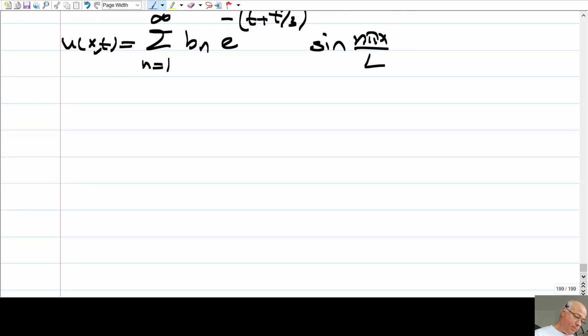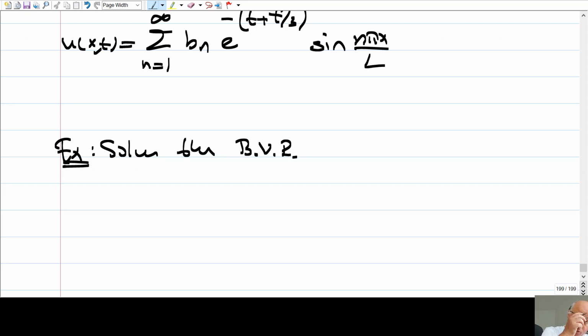Peki, bir de şöyle bir örneğe bakalım. Another example. Solve the boundary value problem. Şöyle bir problem olsun. Alpha squared u_xx is equal to u_t.